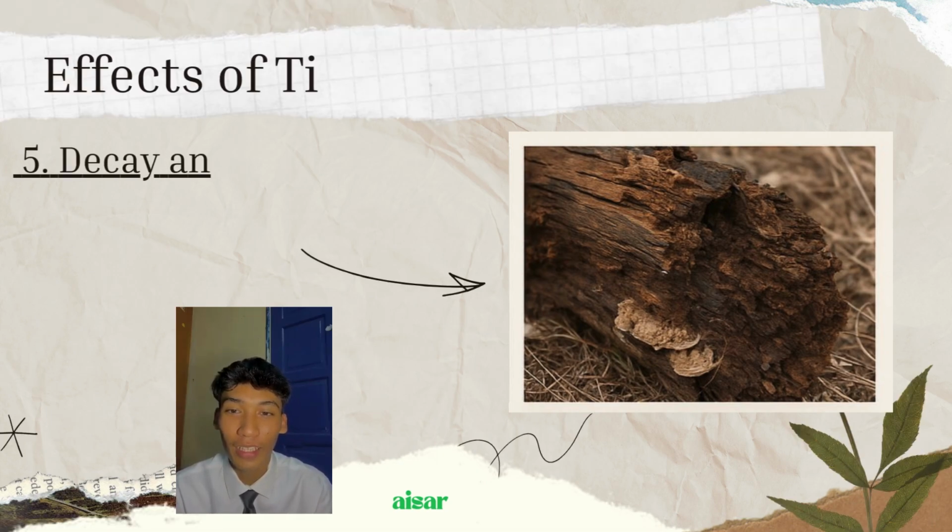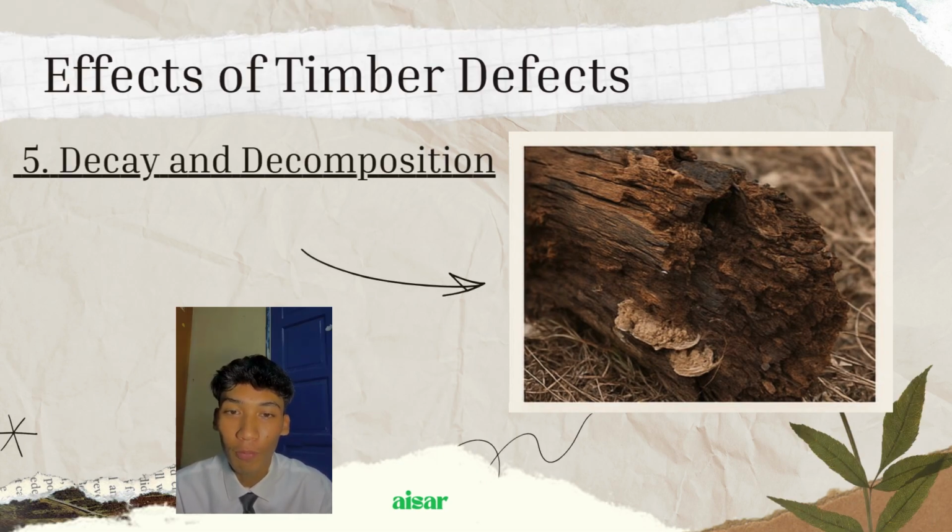Lastly, timber defects can cause decay and decomposition. Some defects are actually signs of decay, such as wet rot, dry rot, or hard rot. This can turn the wood into powder or make it hollow, which renders it completely unusable.